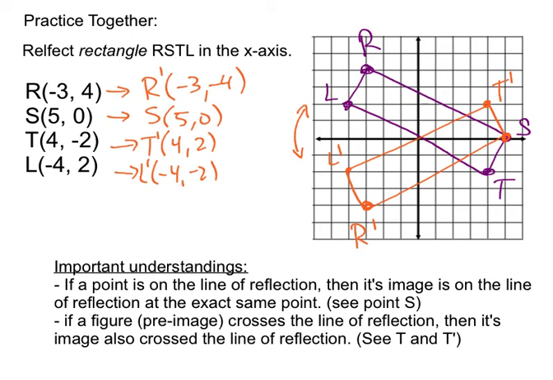So some important things you need to understand. If a point is on the line of reflection, then its image is also on the line of reflection at the same point. For example, point S. And if a figure, the pre-image, crosses the line of reflection, then its image will also cross the line of reflection. Look at point T and T prime. It ends up crossing the line of reflection.